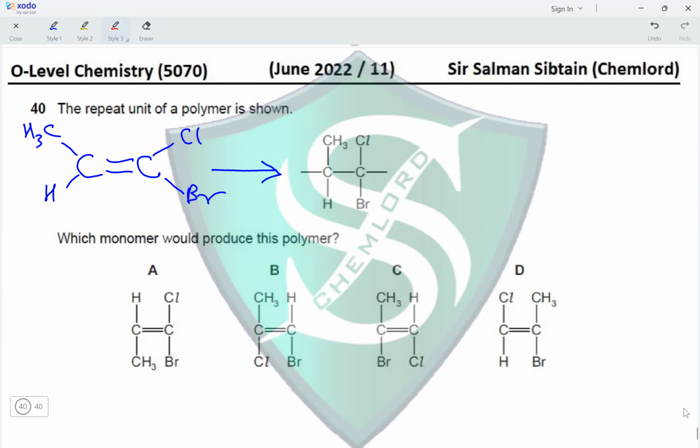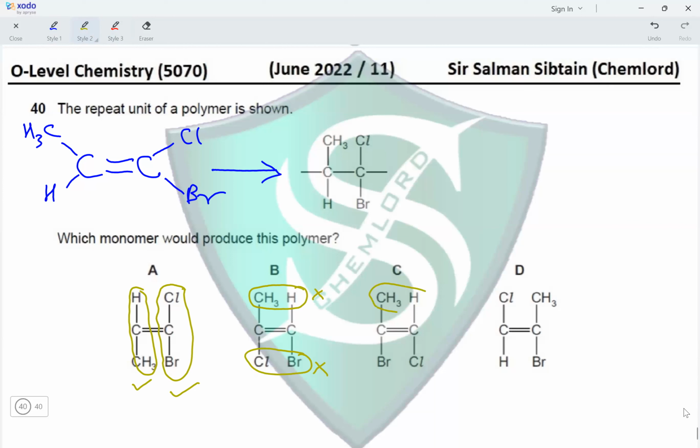Okay. Now, we have option A, the carbon on the left having hydrogen and CH3. This is correct. And the carbon on the right having chlorine and bromine. This is also correct. So option A is the correct option. Option B, we have CH3 and H on different carbon atoms, chlorine and bromine on different carbon atoms. So wrong.